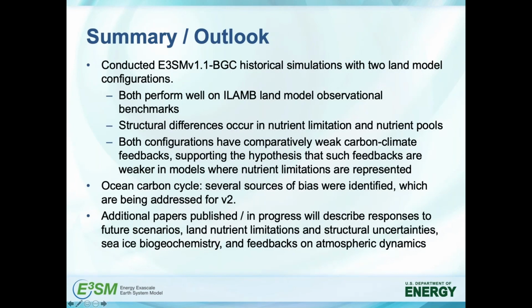So just to summarize and give a couple outlook points, we conducted historical simulations with the E3SMv1.1 BGC model in two different land model configurations, both of which performed well on the ILAMB land model observational benchmarks. There are structural differences. If you look in the paper, we describe these in more detail, especially in the nutrient limitation and partitioning of nutrients between different pools. But in spite of these structural differences, both configurations have comparatively weak carbon climate feedbacks, which supports the nutrient limitation hypothesis and the hypothesis that these feedbacks are weaker in models where nutrient limitations are represented.